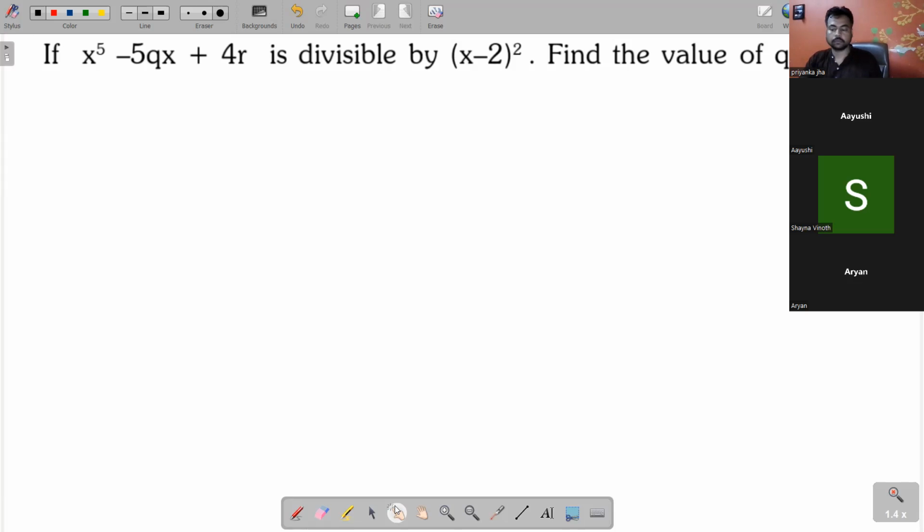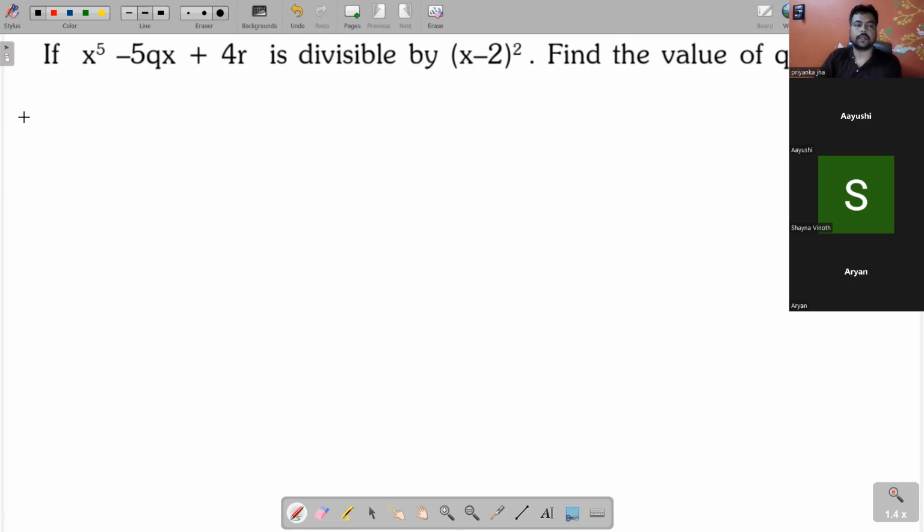So because remainder is 0, if you write the equation, you'll get x to the power of 5 minus 5qx plus 4r equals x minus 2 squared into quotient plus 0. So you can just remove 0. And one more equation which you can write is if you take x as 0, sorry, x as 2.